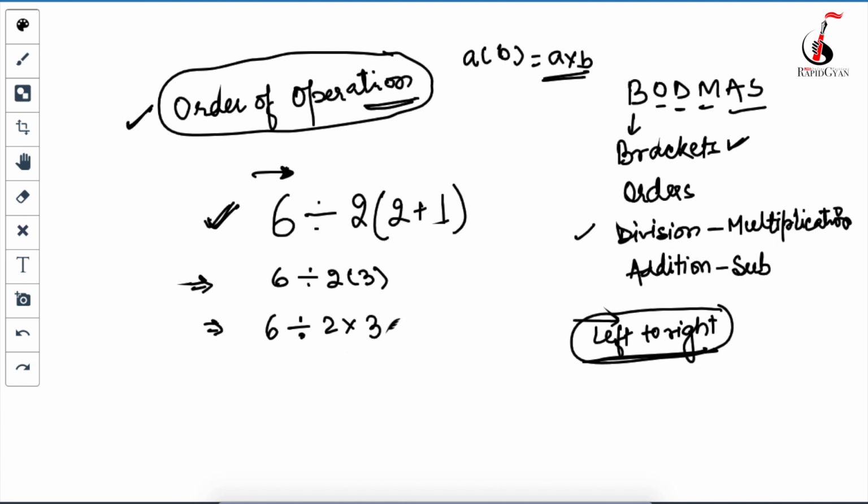So now you are seeing two operators over here. One is the division operator and another one is the multiplication operator. And what I have told you, these division and multiplication operators have the same precedence. So if they have the same precedence, how will you solve? You will solve from left to right. So first you will do 6 divided by 2, which will give you 3, multiplied by 3, and which will give you 9. So the correct answer of this problem is 9. Okay, so this answer is as per the modern theory of order of operations. So your correct answer is 9.